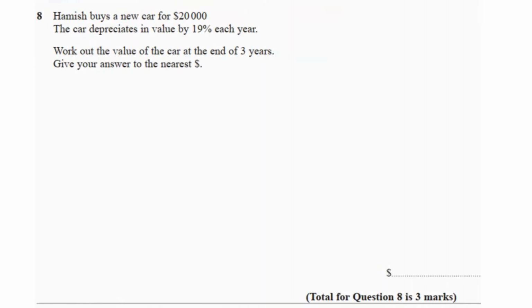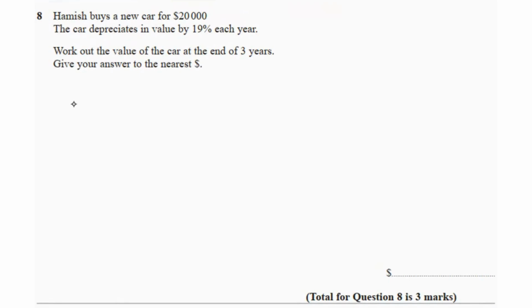Next question says that Hamish buys a new car for $20,000. The car depreciates in value by 19% each year. Work out the value of the car at the end of 3 years, giving your answer correct to the nearest dollar. So this is exactly what I was talking about. In the previous question, they were talking about increasing the value of the object, and now they're decreasing it. Depreciation means the value has decreased.